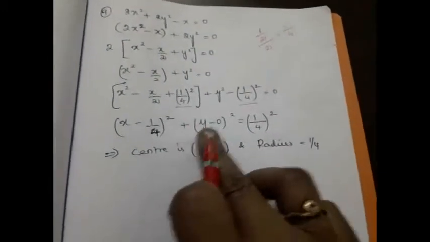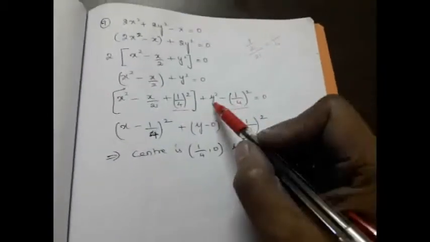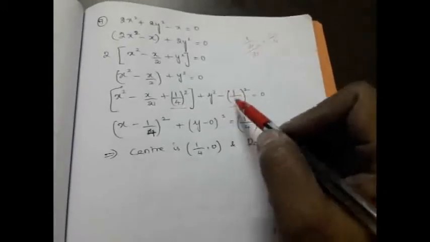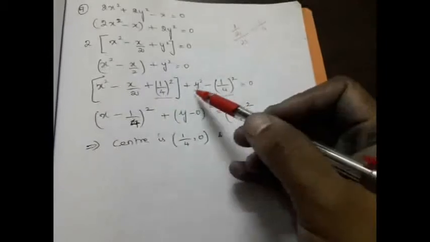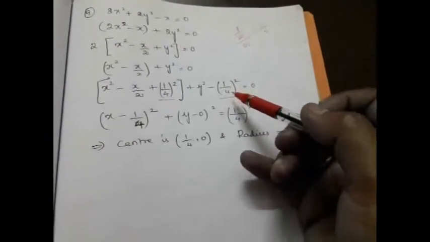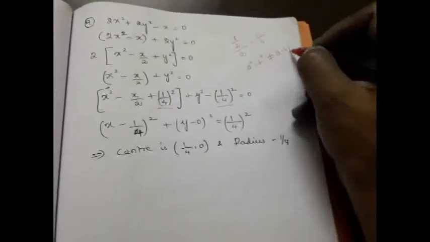So it can be written as y minus 0 the whole square. And this is a constant term, we can bring it to the other side. Don't combine these two and write y minus 1 by 4 the whole square. This is a square minus b square. A square minus b square is different from a minus b the whole square. Remember, a square minus b square is not equal to a minus b the whole square.